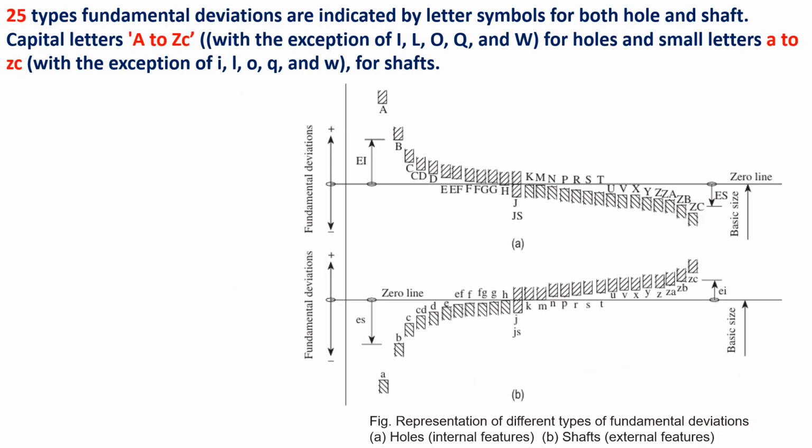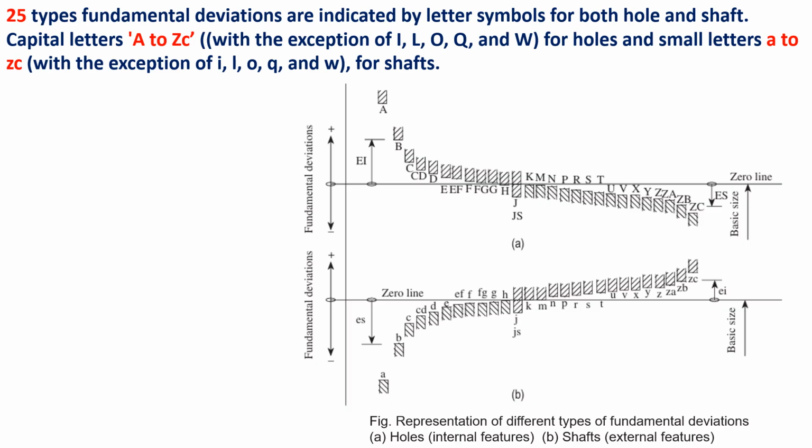Next we will discuss the fundamental deviations. We know that in the IS system we have 25 types of fundamental deviations, and these fundamental deviations are represented by letter symbols for both the hole and the shaft. Capital letters, that is capital A to ZC, represent the fundamental deviation of the holes, and small letters, small a to ZC, represent the fundamental deviation for the shaft.